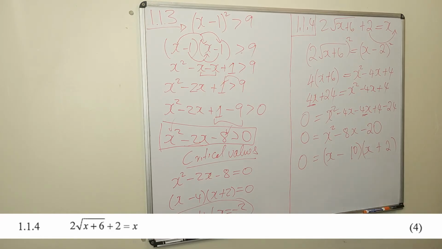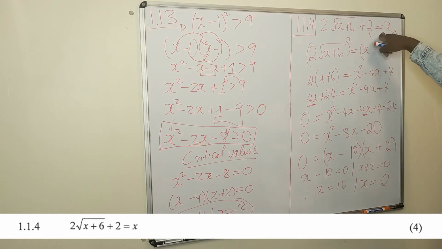And then clean this part. So, which means if you have 2 brackets multiplying each other and the answer is 0, one of them is 0. Either your x minus 10 is equal to 0 or your x plus 2 is equal to 0. Therefore, your x is equal to 10 or x is equal to minus 2. So these are your solutions for that equation.